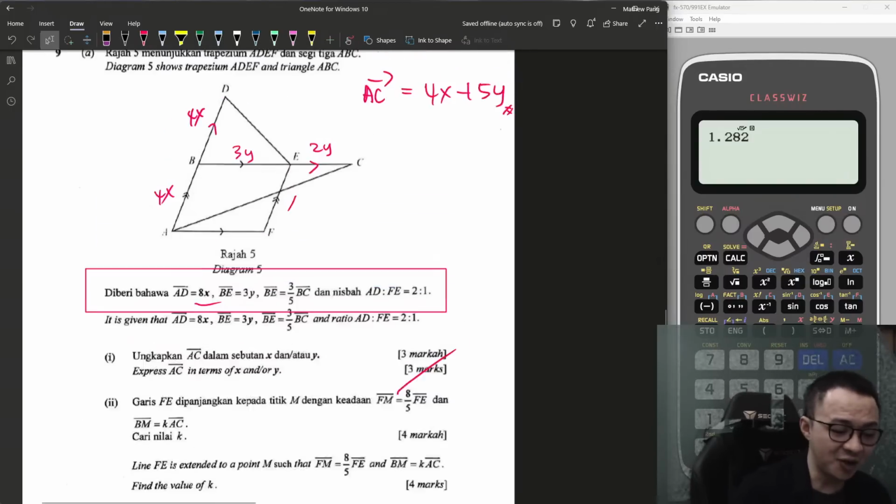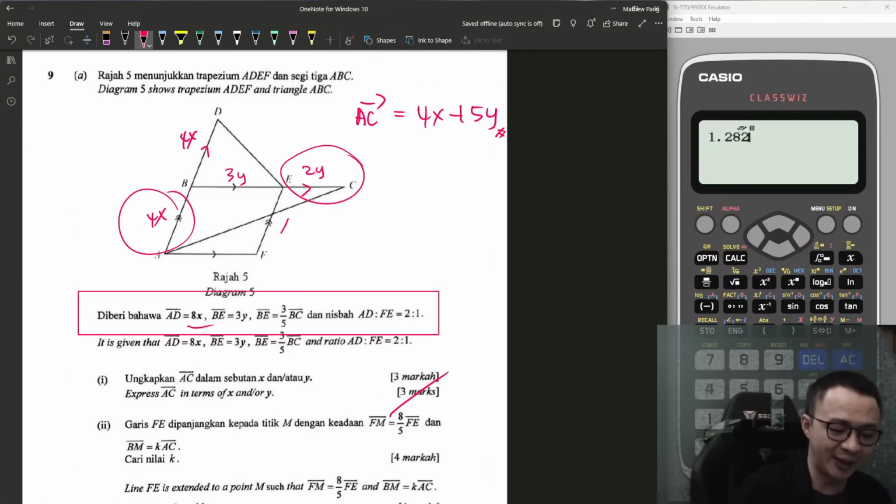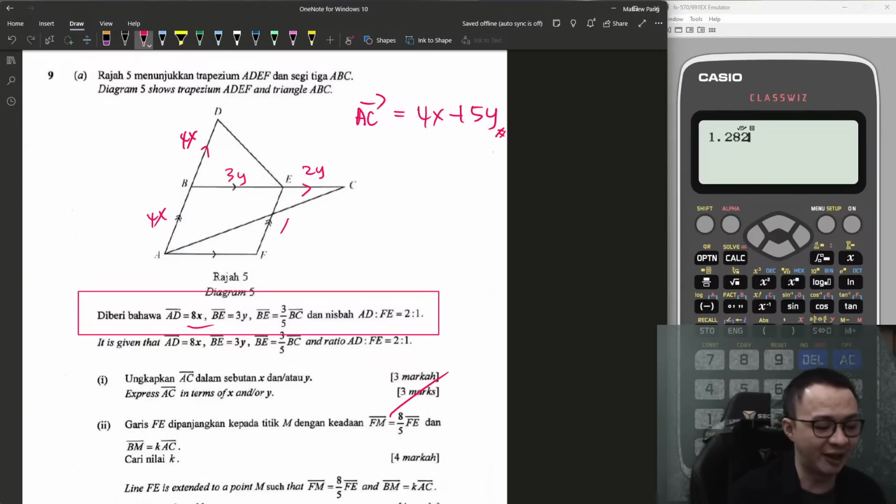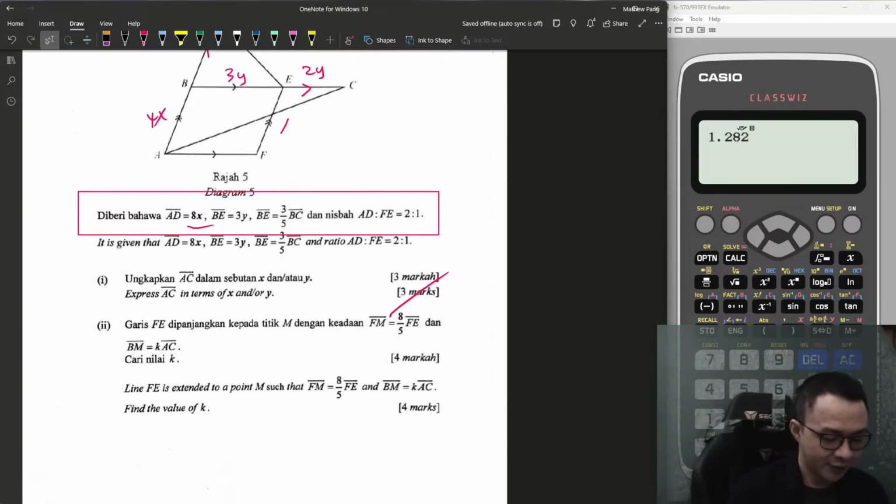This one is because you want to solve it out. Some student might think, sir, you just write one equation, it's 3 marks. No, you need to solve it out. How do you get 2y and 4x?